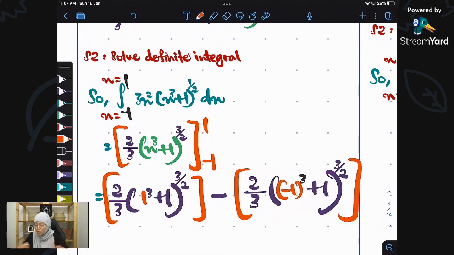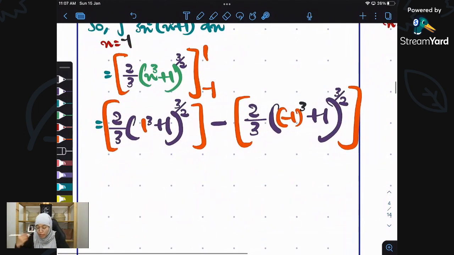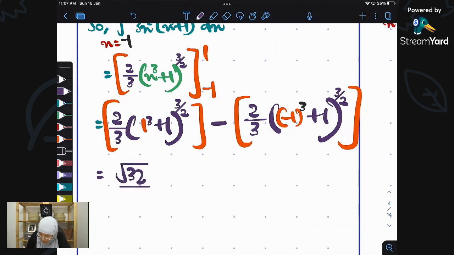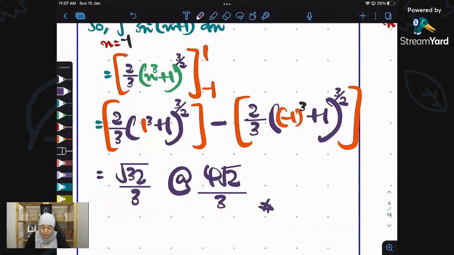Sebab apa? Sebab nak menunjukkan ini adalah 2 term yang berbeza. Sebab itulah saya letakkan bracket dengan jelas di situ, okay? And so you just calculate it in your calculator and then you will get the value of, what is it? The value which is square root of 32/3. Or the answer can be more simplified, which is 4 square root 2/3. So this is your answer.